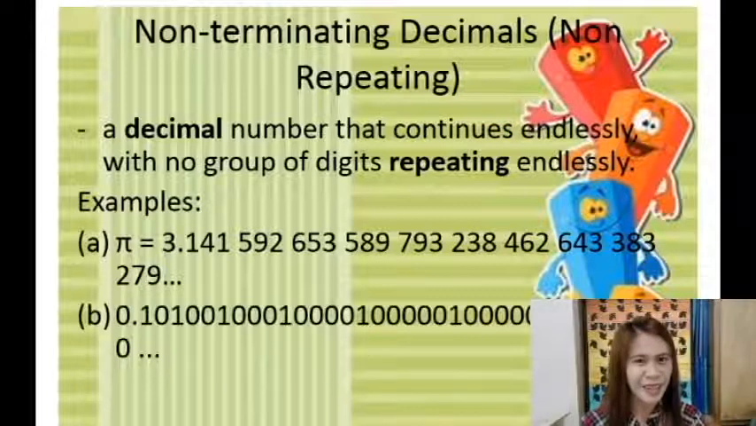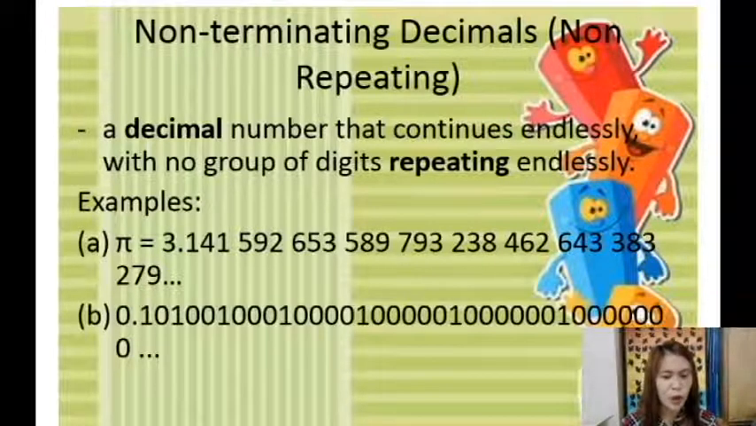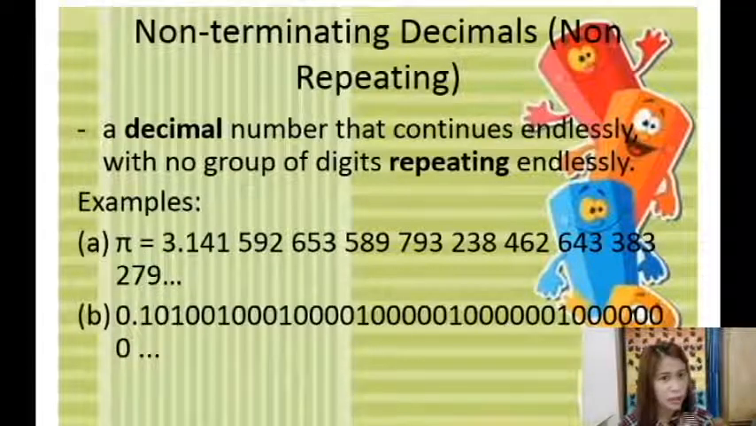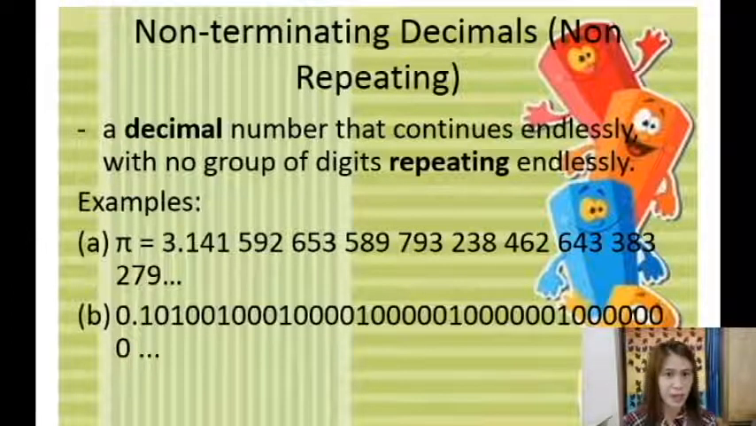The second example, 0.101001000 and so on. Now, ma'am, the 1 or the 0 repeats. The question is, are they the same? Is 10 the same as 100? No. Is 100 the same as 1,000? No. Therefore, that is also a non-repeating decimal.